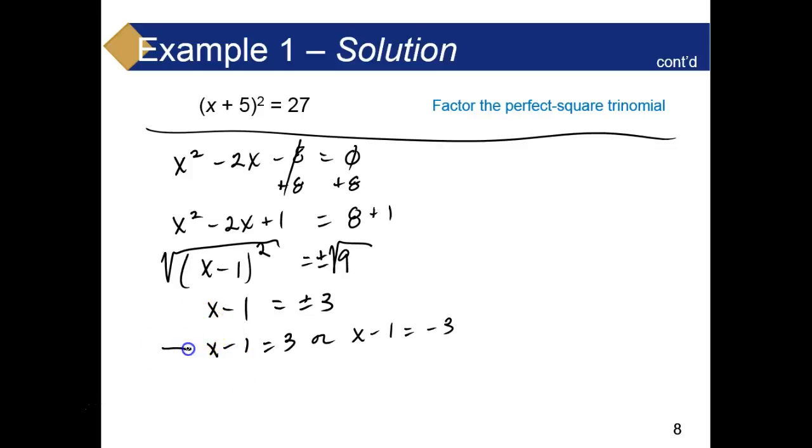In this equation, add 1 to both sides. And what does that give you? x equals 4. Over here, what do we do? Add 1 to both sides, and that gives you x equals negative 2. There are your two solutions.